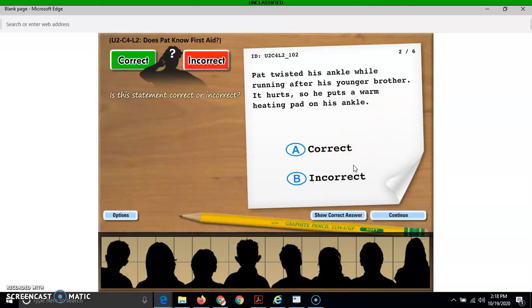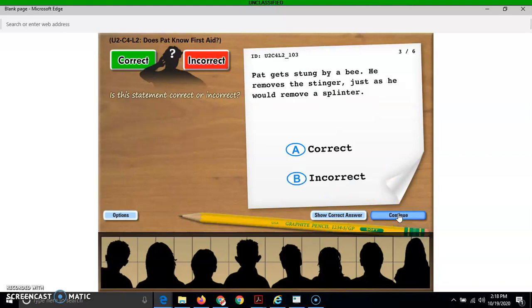Pat twisted his ankle while running after his younger brother. It hurts, so he put a warm heating pad. Is that correct or incorrect? It's incorrect. You want to put cold ice on it, not warm. You want to put ice in order to decrease the swelling. Warmth would not help.